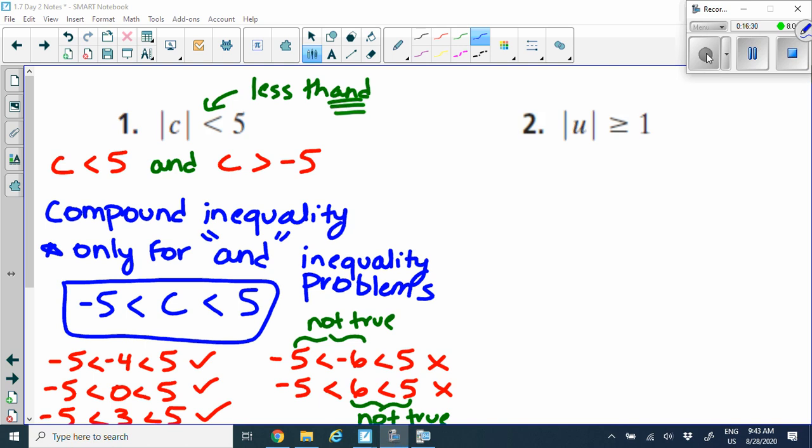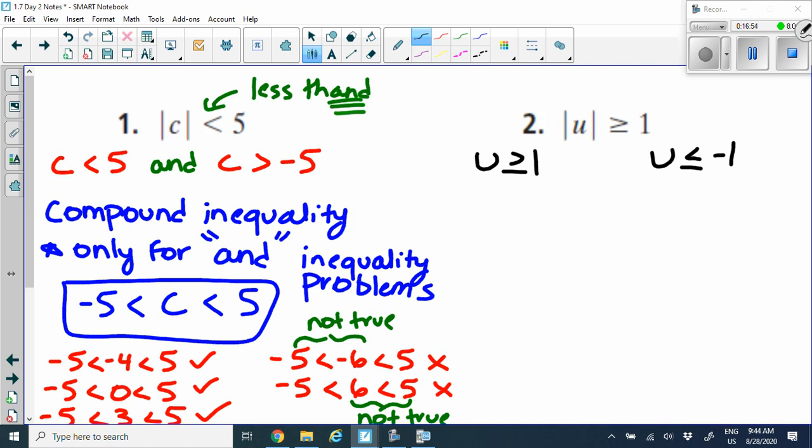Okay, so for number 2, we have absolute value of u is greater than or equal to 1. The first step that we need to do is create two inequalities. The first one, we have u is greater than or equal to 1. Notice I took away the absolute value bars. The other one is going to be u, we flip the inequality, so less than or equal to, and we negate the number, -1, okay?